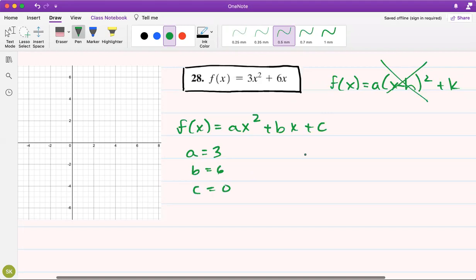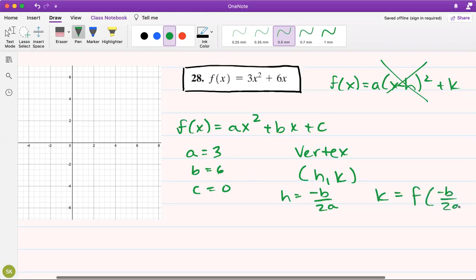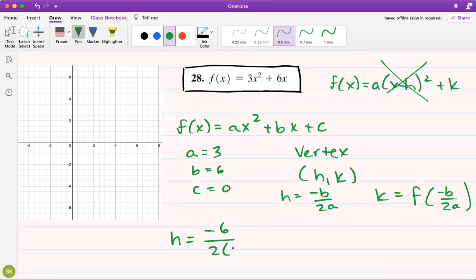Let's find the vertex. That's h comma k, where h is negative b over 2a and k is f of negative b over 2a. So to start with h, negative 6 over 2 times a, which is 3. That will give me negative 6 over 6, which is negative 1.